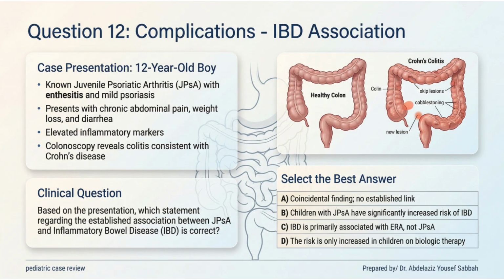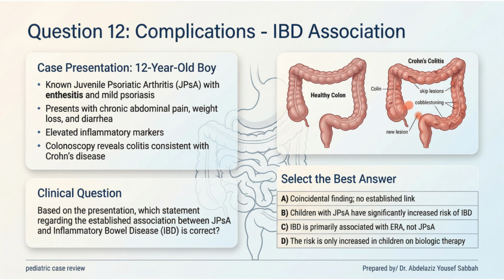Case 12. A 12-year-old boy with known juvenile psoriatic arthritis and enthesitis and mild psoriasis now presents with chronic abdominal pain, weight loss, and diarrhea. Inflammatory markers are elevated. Colonoscopy reveals colitis consistent with Crohn's disease. Which statement regarding the established association between juvenile psoriatic arthritis and inflammatory bowel disease is correct?